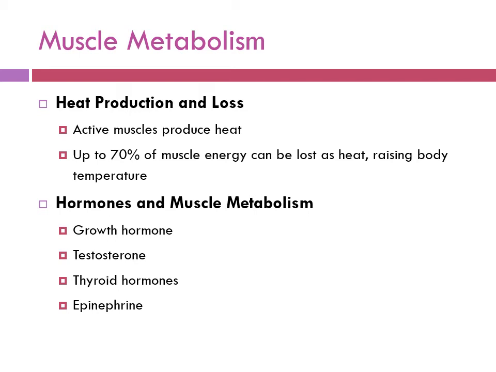Hormones involved in muscle metabolism. Growth hormone stimulates the production of actin and myosin and increases the size of skeletal muscle, along with testosterone. Those two have the same effects there. Thyroid hormone increases the rate of energy consumption at rest. And epinephrine increases metabolism and increases the duration of stimulation and the force of contraction.